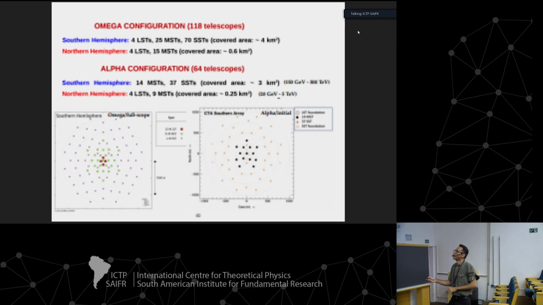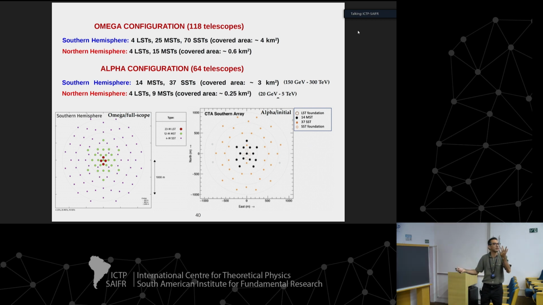We're going to use different telescope configurations. Maybe you've heard something about that in the last days. There's this Omega configuration, which is kind of the ideal telescope configuration. And then there's the Alpha configuration, which is what's actually going to be built. There are very important differences between the Omega and the Alpha configurations. If you look only at the southern observatory, you see in the Omega configuration, the ideal configuration, the presence of 4 large size telescopes, which are not present in the Alpha configuration. Medium sized telescopes are in both configurations and in both hemispheres. And here's just the footprint of the telescopes on the ground.